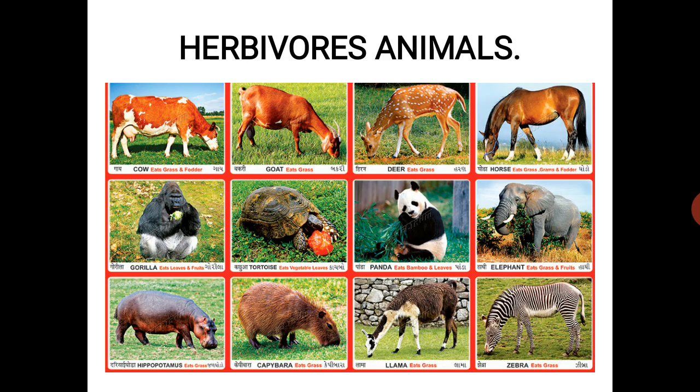Now in this diagram, there is a group of animals which fall under the herbivore category. Some of these examples are cow, goat, deer, horse, gorilla, tortoise, panda, elephant, hippopotamus, capybara, llama, zebra. Now these are the animals which eat only plants.